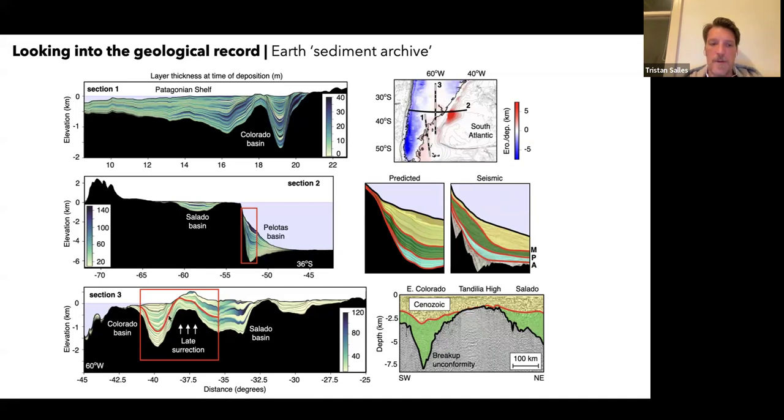We had to wait for about half of the simulation, so about 50 to 40 million years ago, to start to have a kind of late surrection, which corresponds to a mountain range here, which is called the Tandilia High.